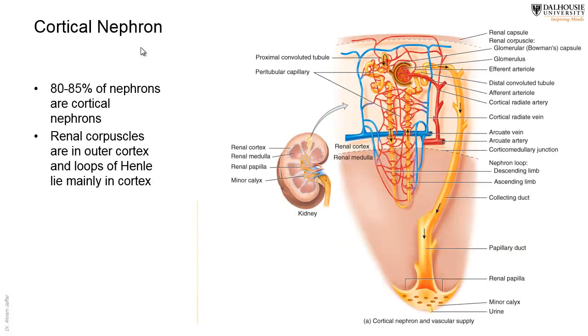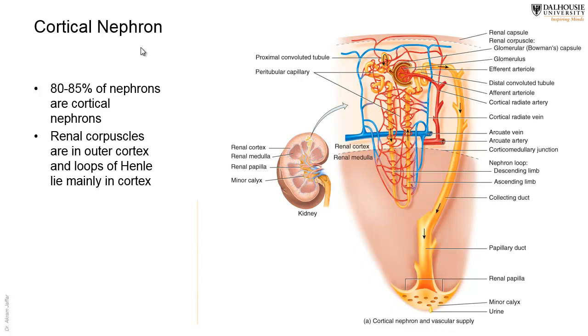There are two types of nephrons. Most of the nephrons, actually, are cortical nephrons. They are present in the cortex, and usually these nephrons have their loop of Henle present in the cortex as well as in the medulla. So most of the loop of Henle is present in the cortex. They are called cortical nephrons.